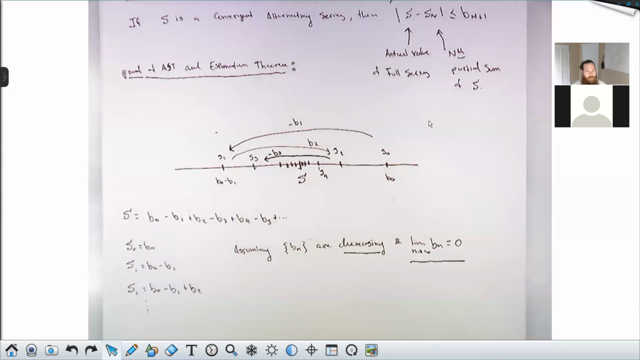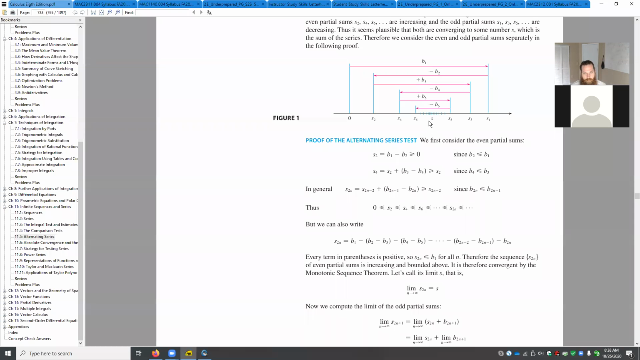So again, I invite you, you may want to look at this picture in the textbook because it is a little bit cleaner. But I want you to think about this until it clicks. It will click eventually.